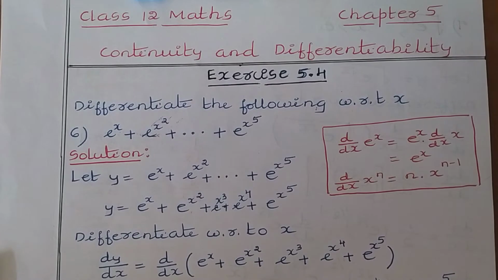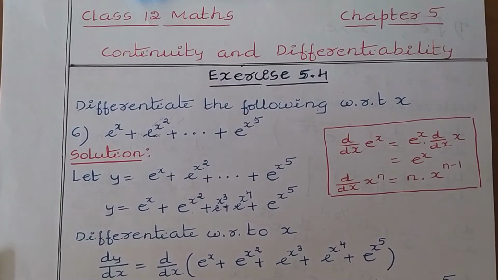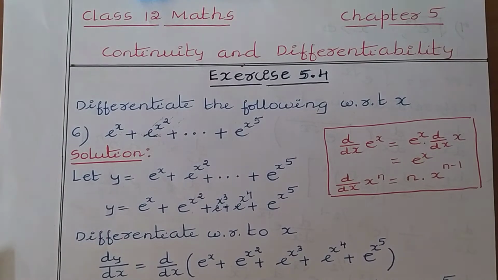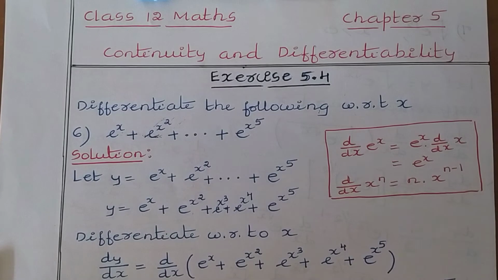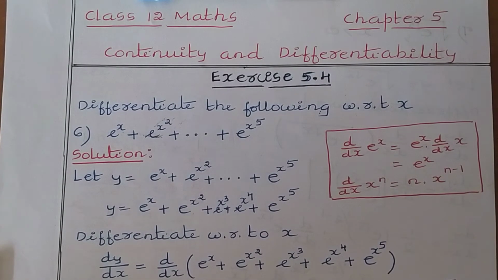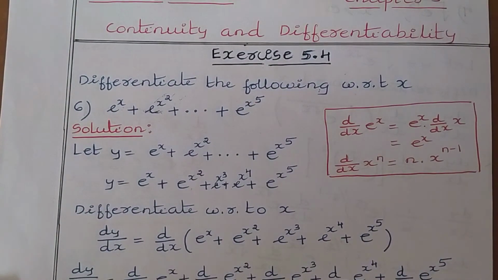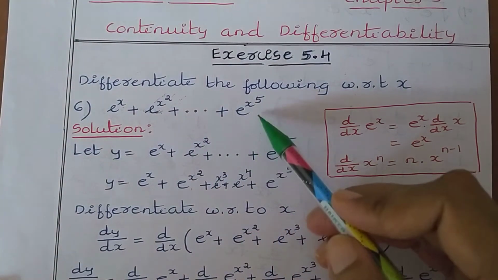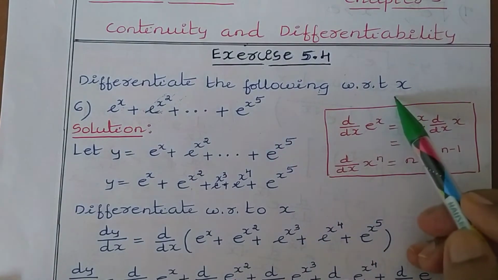In this video, we are going to learn Class 12 Mathematics, Chapter 5, Continuity and Differentiability, Exercise 5.4, question number 6 to 10 solution. Differentiate the following with respect to x. Sixth question: e to the power x plus e to the power x square plus so on up to e to the power x to the power 5. We have to differentiate this with respect to x.